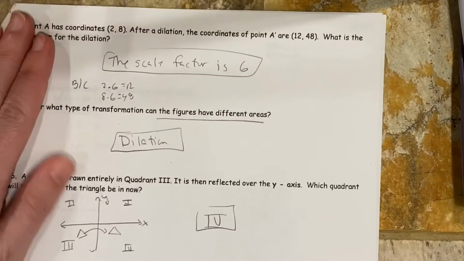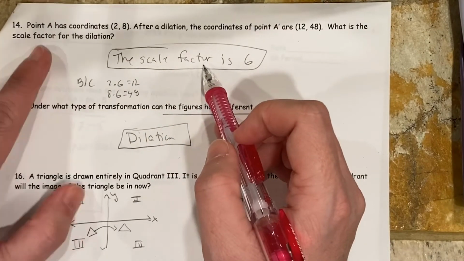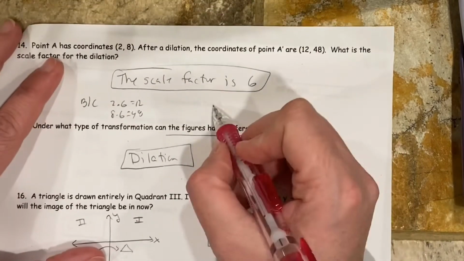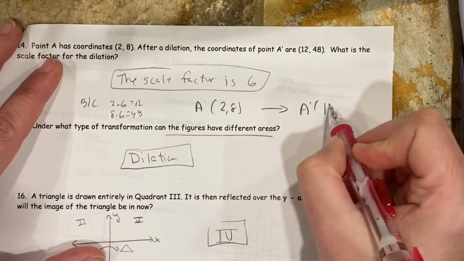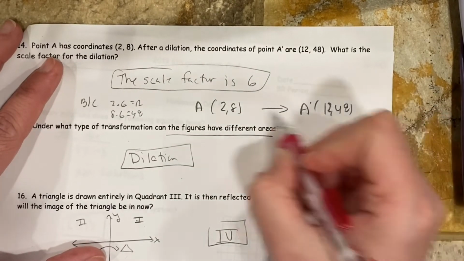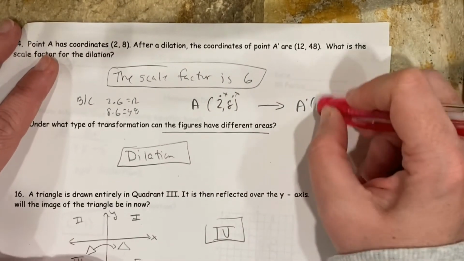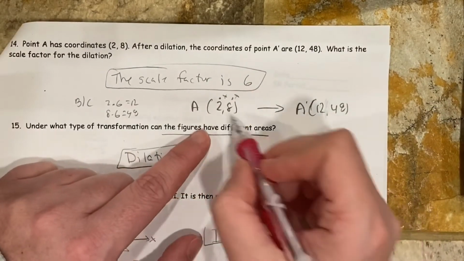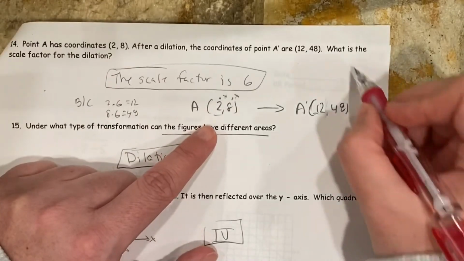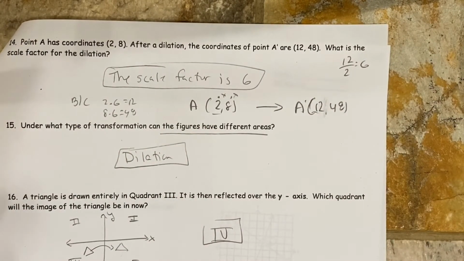All right, 14. So this talked about dilation, and you wanted to figure out the scale factor. So you're going from 2, 8, okay, you go to 12, 48. So what did you multiply 2 and 8 by to get them to be 12 and 48? Okay, so that answer should have been 6. And if you're not sure, you take the 2 corresponding x's, 12 and 2, and you do the opposite and you divide them.